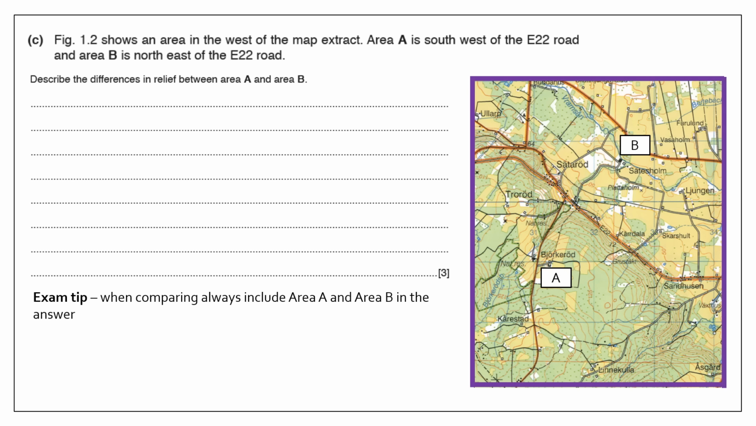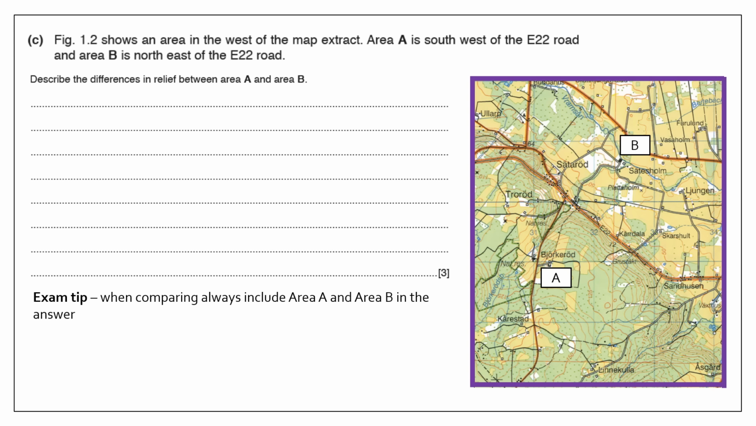And so we now need to describe the differences in relief between area A and B. Now, another exam tip for you: when comparing two different locations, include the names of both locations in each of your points. Remember, this is a describe question, so you have to pick out a number of differences, and in this particular case, 3 differences because it's 3 marks.